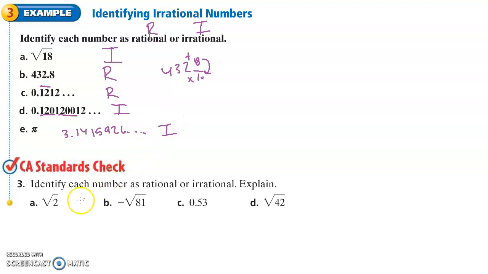Looking at the standards check, I can say that the square root of 2 is irrational because that's a non-perfect square. Negative square root of 81 is the same thing as negative 9, so that is considered to be rational. 0.53 is a terminating decimal, so that's rational. And the square root of 82 is a non-perfect square, so that's irrational.